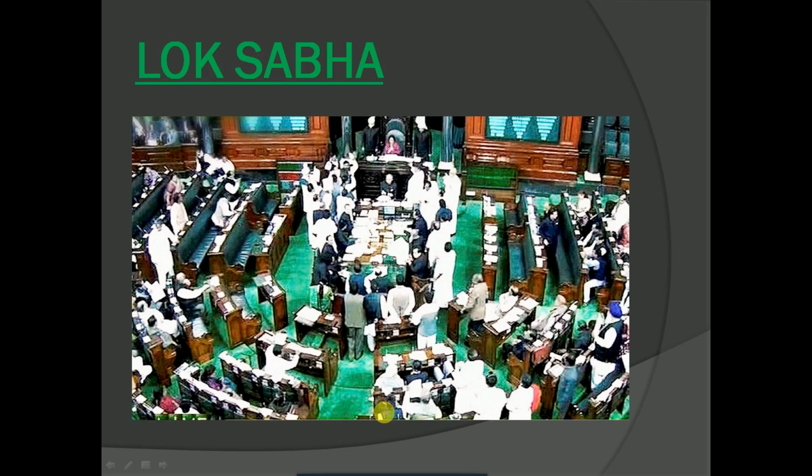Here we can see the image of Lok Sabha. We can distinguish between Lok Sabha and Rajya Sabha by looking at their carpets. We can see the carpet of the Lok Sabha is in green color, whereas the carpet of the Rajya Sabha is in red color.